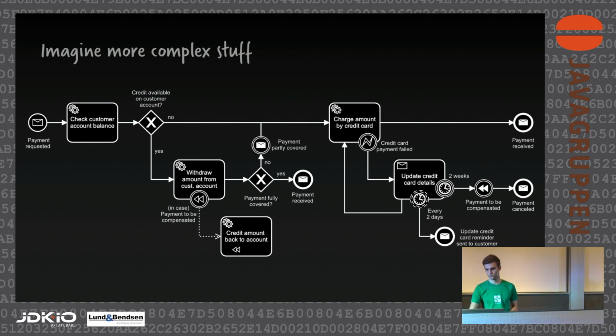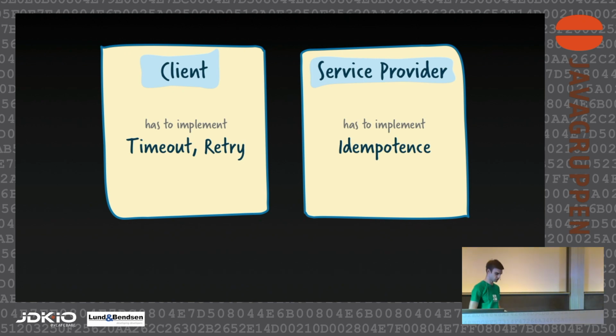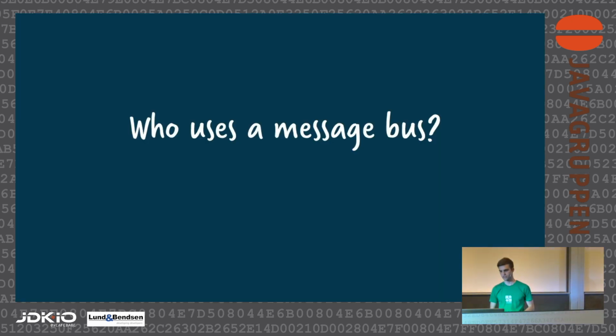Also, every new person in your company has to read about that and try to find out what all of these symbols mean. Whereas BPMN is something that many people already know. So remember, your client has to implement this timeout and retries, and why not use a workflow engine for that if it's relatively easy? So who of you uses a message bus?